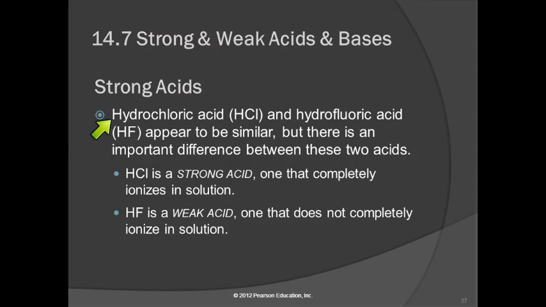When we look at the formulas for hydrochloric acid and hydrofluoric acid, they look very similar. There's one H and one F. Here there's one H and one Cl. And fluorine and chlorine are right next to each other in the periodic table in the same family, and so we would expect these acids to be similar. But there's an important difference. HCl is what's called a strong acid, and HF is a weak acid. And this does not have anything directly to do with how corrosive or how dangerous or hazardous they are.